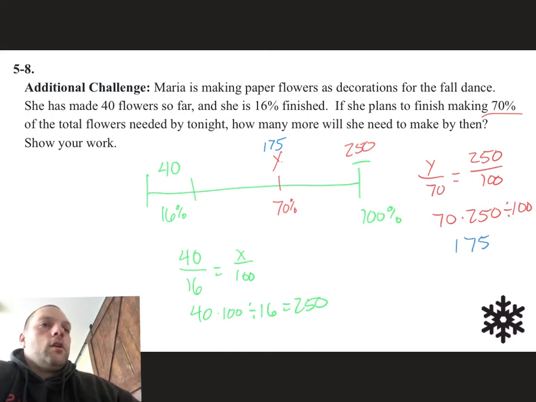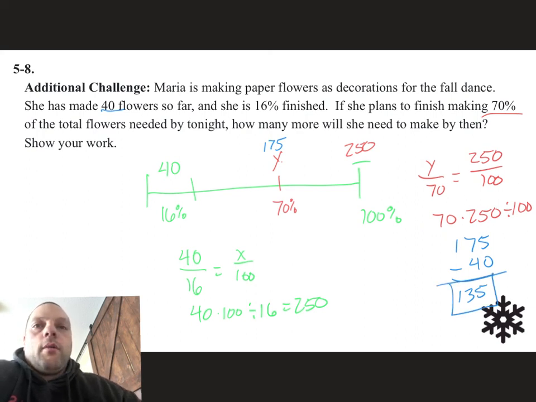Okay, so she needs to complete 175 flowers by the end of the day or by tonight, and she has already completed 40 flowers, so we're going to take 40 away from the 175, which is going to leave us with 135 as our answer for how many flowers she needs to make. Okay, so hopefully setting up this picture just helps you to realize the proportion is already set up. It's just a matter of you putting your equal sign in there to find your answer.